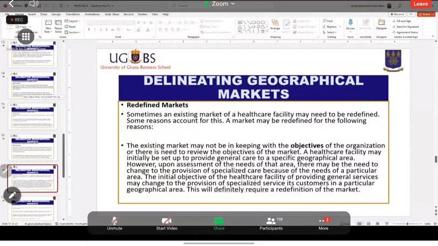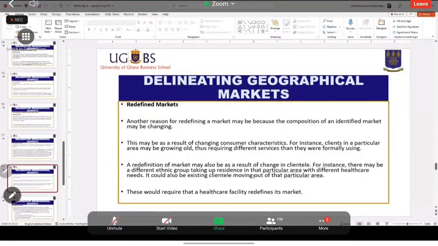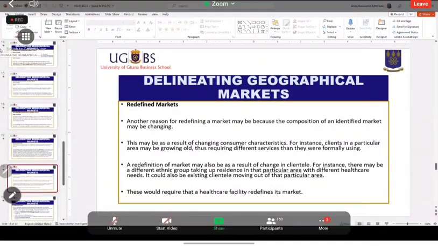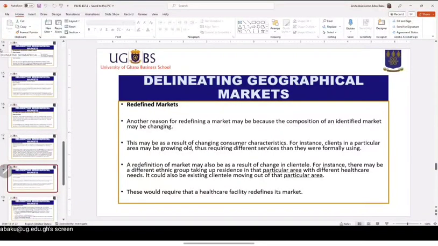changed objective. Another thing could be that maybe the composition of your market has changed. So maybe whilst within a particular period, you had a lot of people in their youthful age, maybe over time, they have migrated, or there are more elderly people within your geographical area. The composition has changed. And so you need to redefine it and then redesign your services to meet the category of people that you now have.